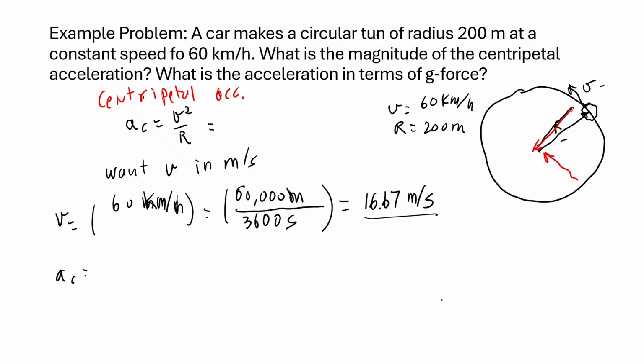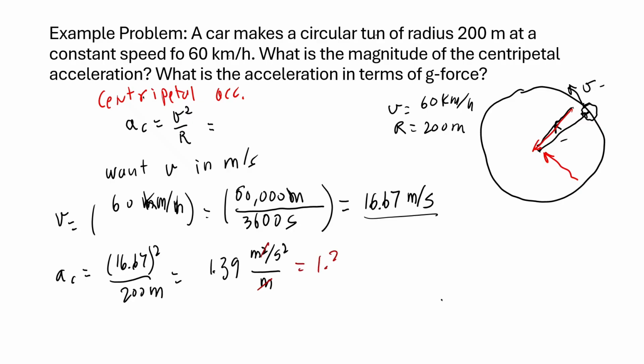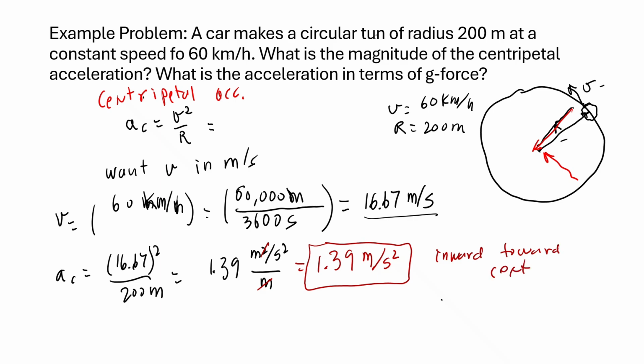Putting that into our acceleration formula, 16.67 squared divided by the 200 meters. That's going to give us 1.39 meters squared per second squared per meter. Now the meters are going to cancel out, so we're going to get 1.39 meters per second squared. And that has units of acceleration. And like I said, that's going to be inward toward the center. So there is our first problem solved. Got part A.